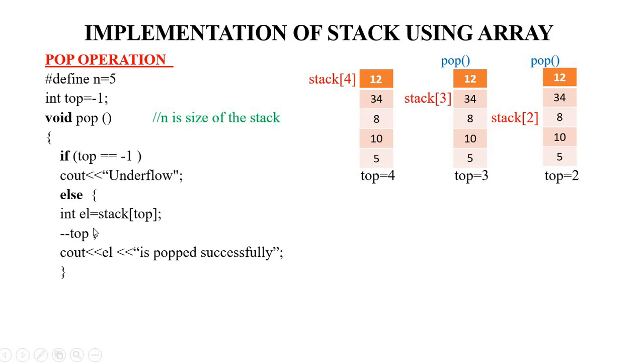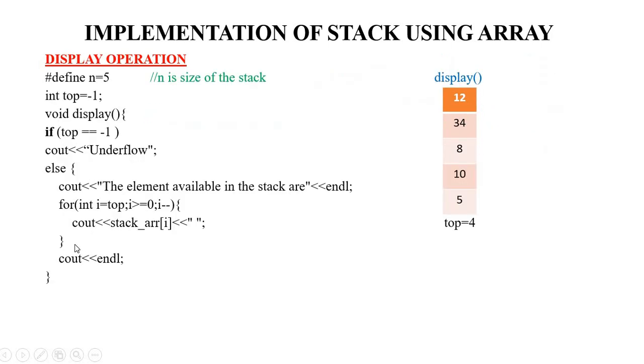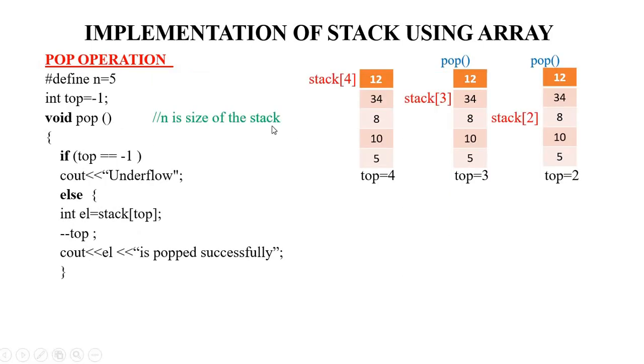So look at the code now. Now el is equal to stack of top. So I'm saving the element. Finally, what I have to display is that my output should be that 12 is popped successfully. The aim is to display the output like this. So I'm saving the topmost element from the stack. Then I'm decrementing the top value and displaying that the particular element is deleted from the top.